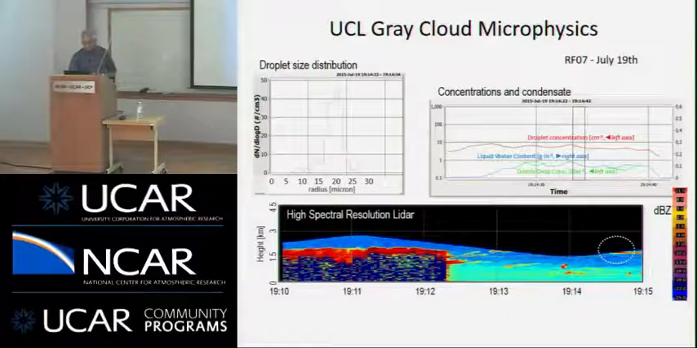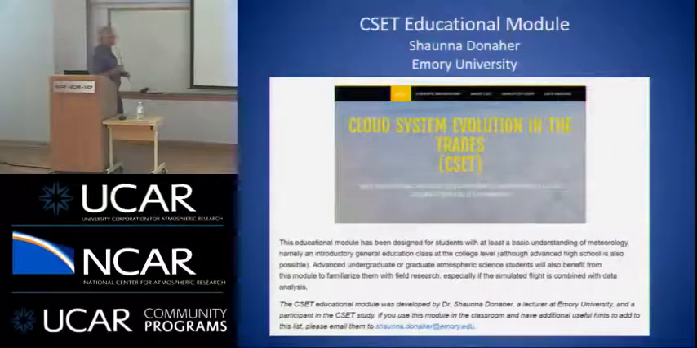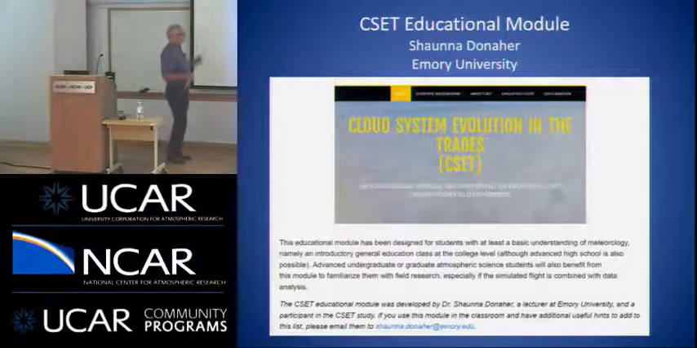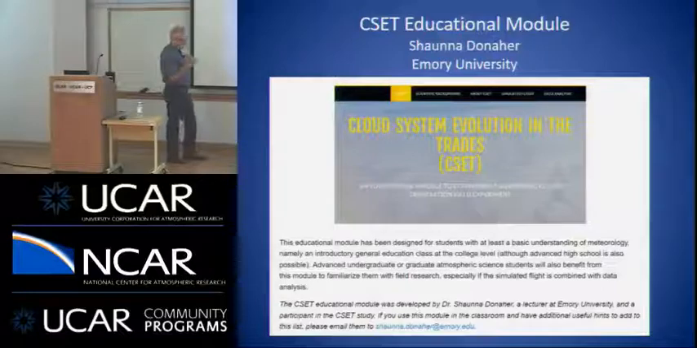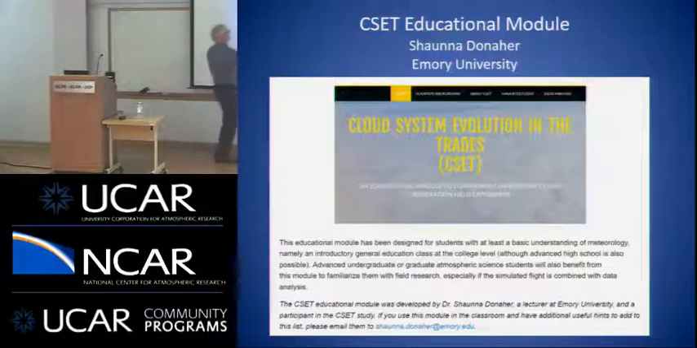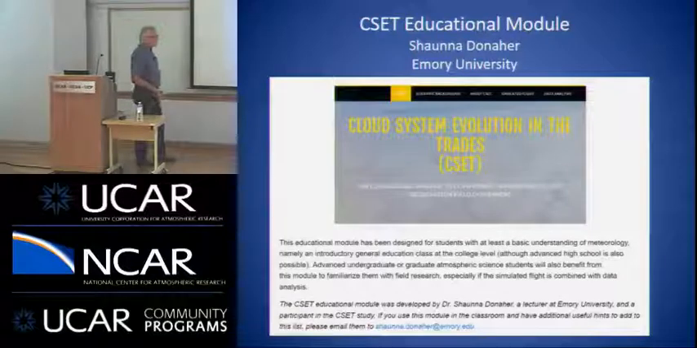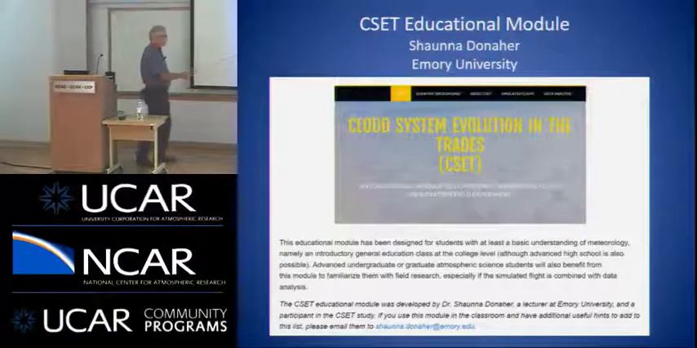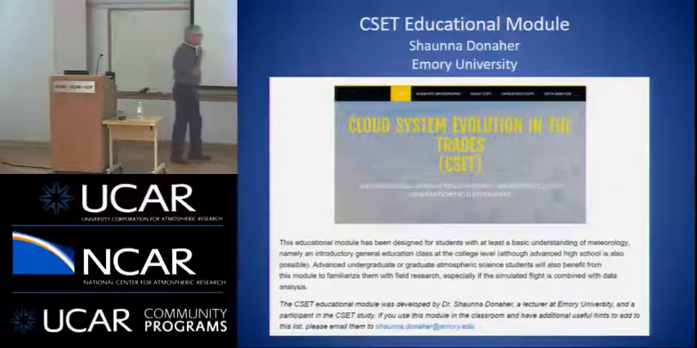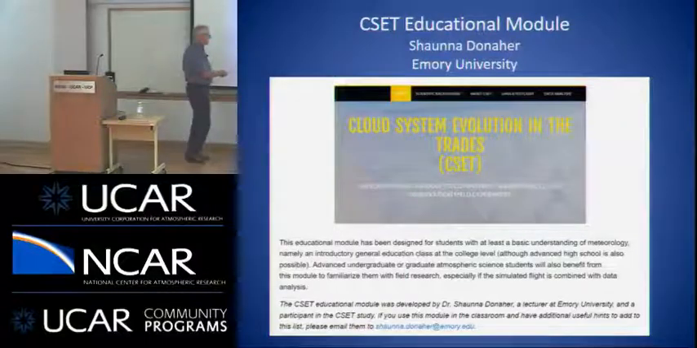The other thing I wanted to tell you about is that we also had another part of CSET that many of you may not even be aware of. Shauna Donaher, who's an instructor at Emory University, came out during the first part of the experiment, and she put together this cloud system evolution of trades educational module. The idea is that other instructors or students on their own can do this. It is designed for students with at least a basic understanding of meteorology, and it could be used at different levels, from a very elementary level to advanced undergraduates or graduate students.